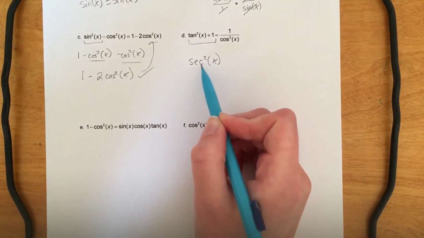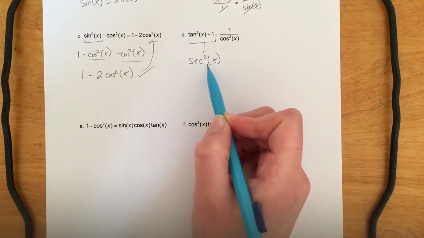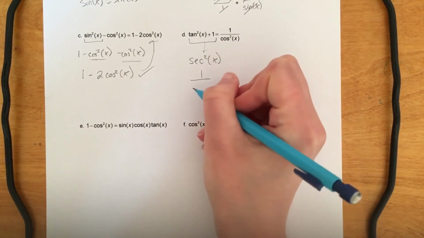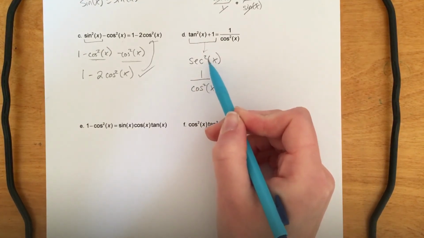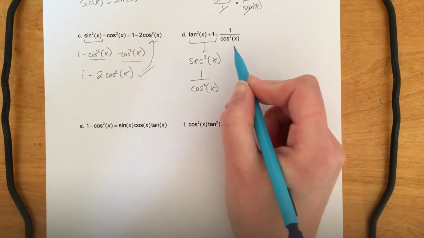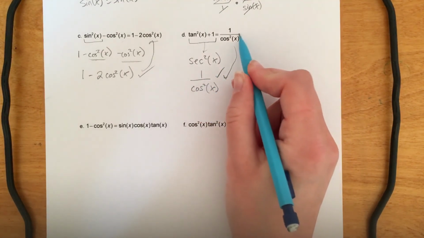So this one is secant squared of x is what this side turned into. And I can change secant into 1 over cosine, since those are reciprocals of each other. So secant squared is the same as 1 over cosine squared, and that is what we wanted it to be worth. So we changed this left side into this side, okay?